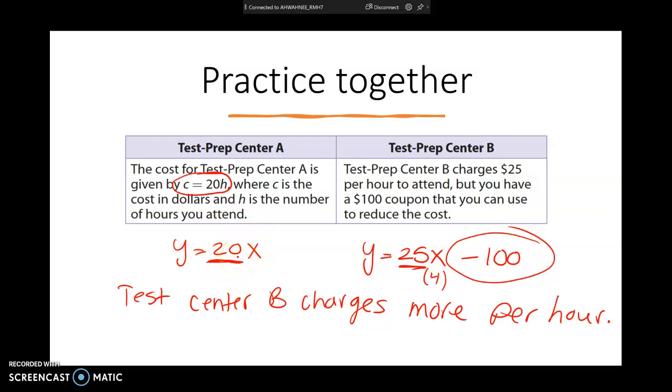So at one point, test center B will eventually catch up because it's more expensive. But you get a better deal in the beginning if you don't have to study that much with that $100 gift card. But test center B charges more per hour.